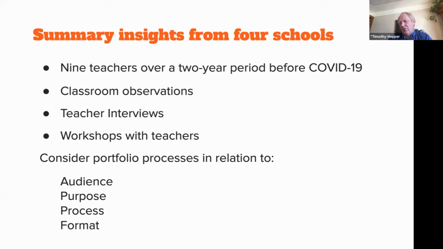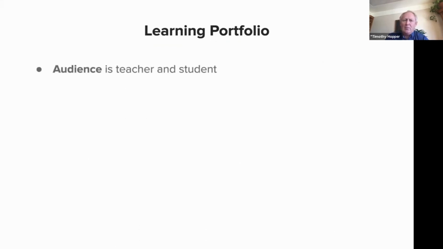In relation to inside the schools, from the 9 teachers over 2 years and the observations, we started to realize what was emerging around these 3 clusters. And we looked at it in relation to the type of audience that was being imagined, the purpose, the process, and the format. So we took these 3 from literature, and then we started to overlay what we were seeing in the schools. So from a learning point of view, the audience is teacher and student.